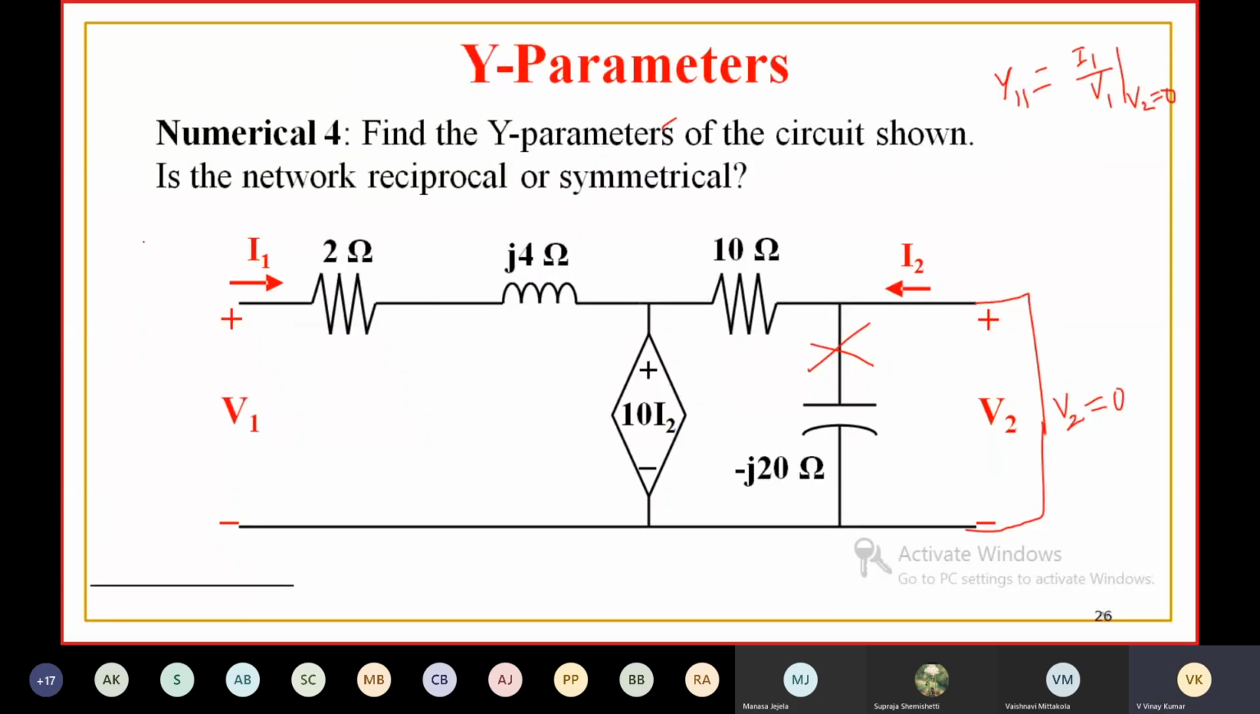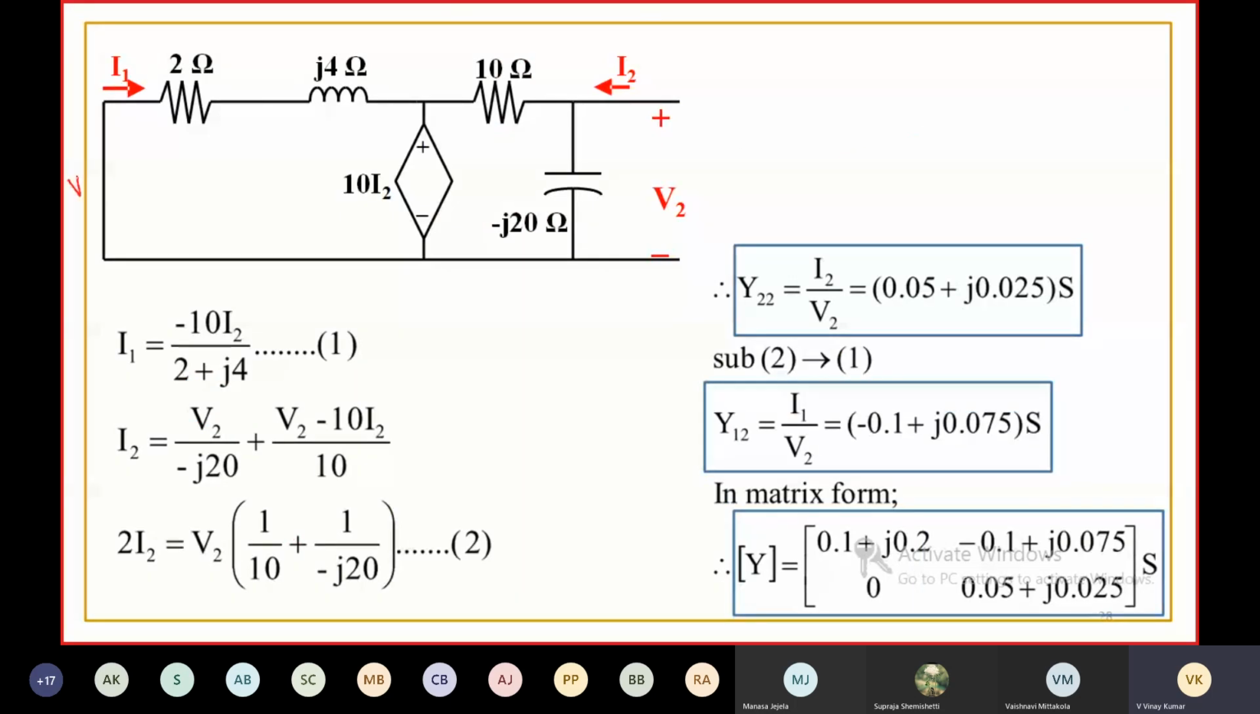Similarly, short circuit port 1 now. To short circuit port 1, then V1 becomes 0. Then you are going to have the circuit like this. First you find I1. Here see, the total current is I2. I1 is the current flowing to this. So what is I1? I1 is equal to minus 10 I2 by 2 plus J4.